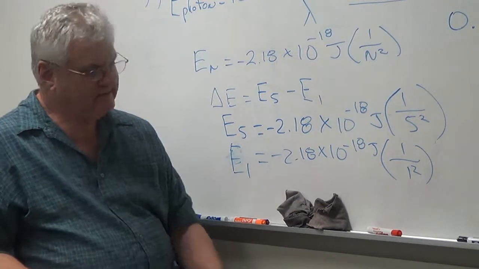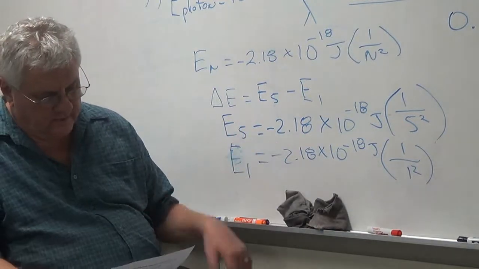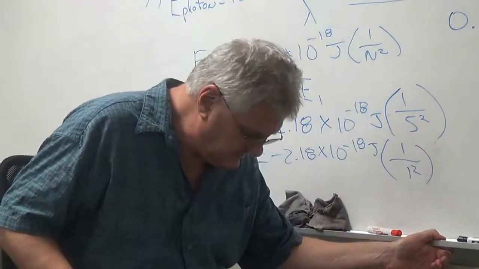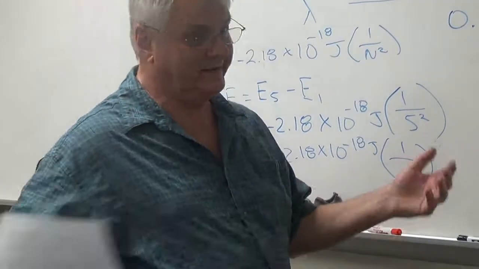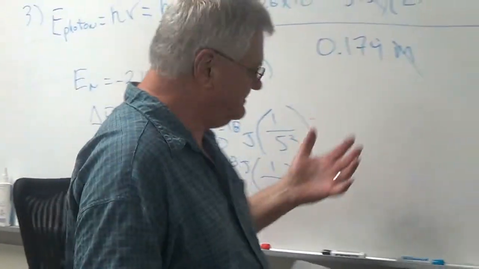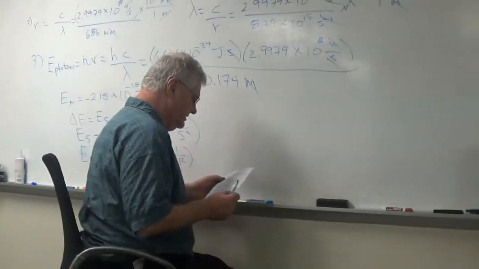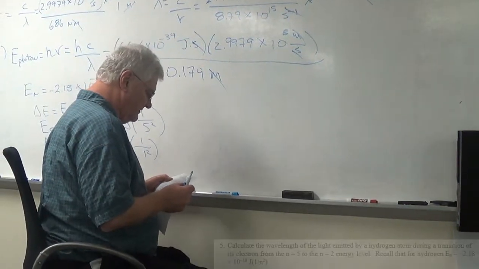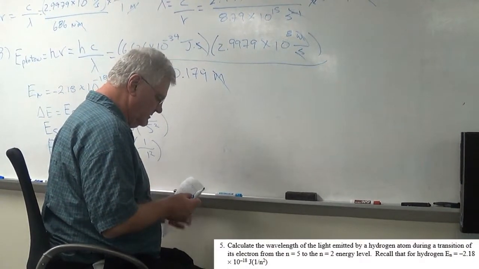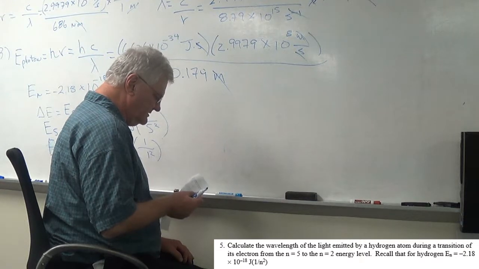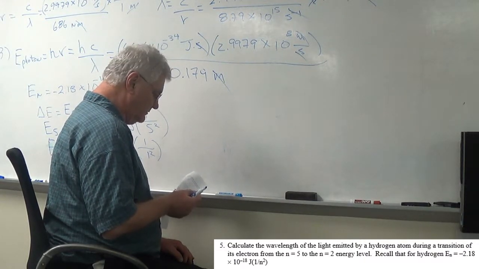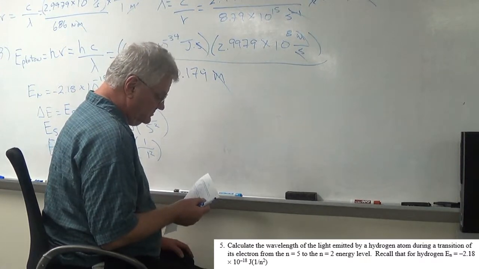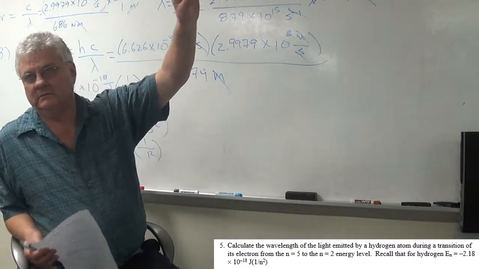Number 5, now this is one way you can do it, and number 5 we'll look at, it's a different problem, but there's another equation. Again, it's just based on the same one we just used, but number 5, you have the wavelength of light emitted by a hydrogen atom during a transition of the electron from n equal 5, now this time to n equal 2. So it's excited.